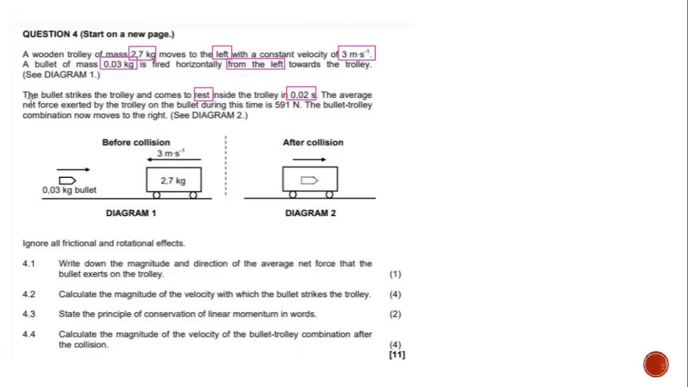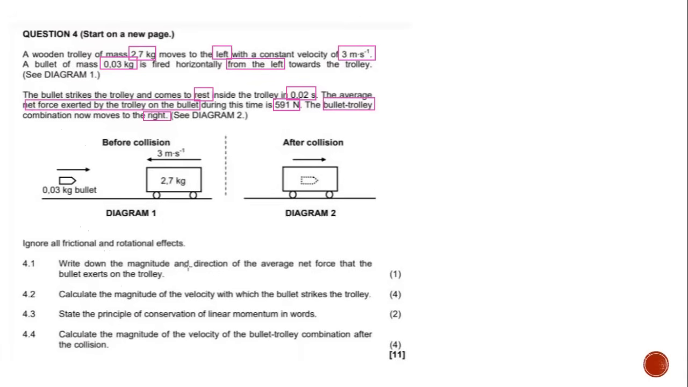The average net force exerted by the trolley on the bullet during this time is 591 newtons. Note that this is the net force exerted by the trolley on the bullet. Then, okay, the bullet trolley system combination now moves to the right. Now ignore all frictional and rotational effects.